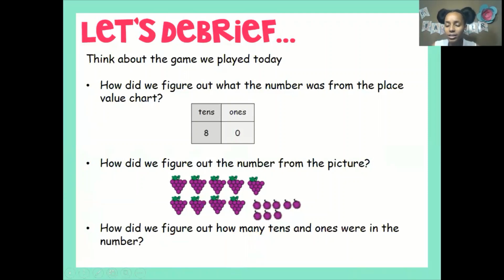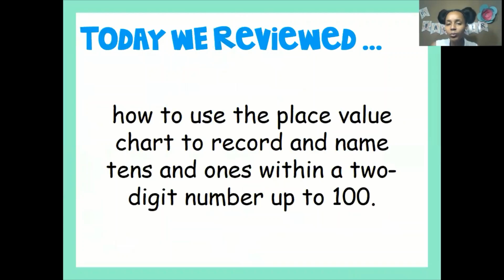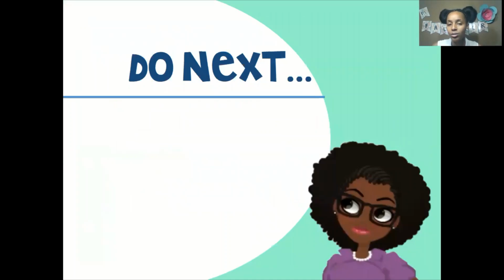When you do your exit ticket today, I want you to use those strategies to try to figure out what your numbers are. Friends, today we reviewed how to use the place value chart to record and name tens and ones within a 2-digit number up to 100. You will see this on your exit ticket. So go ahead and do your exit ticket.